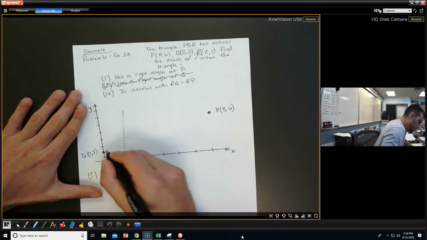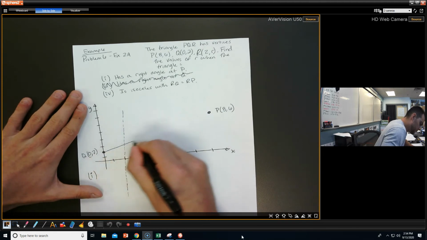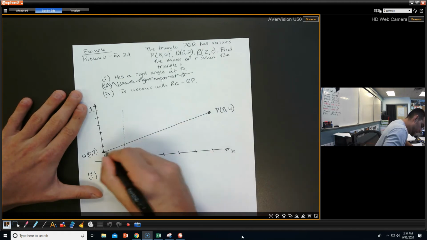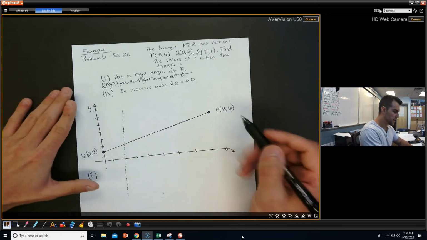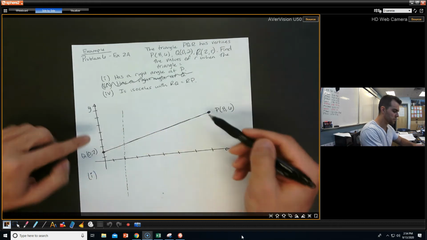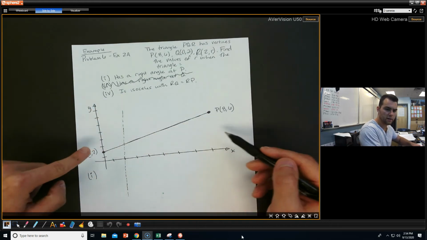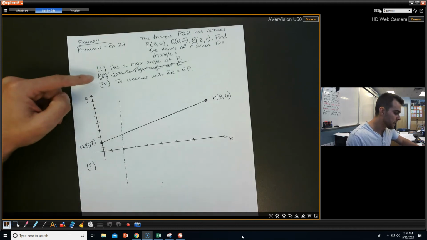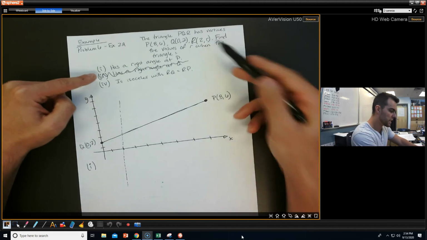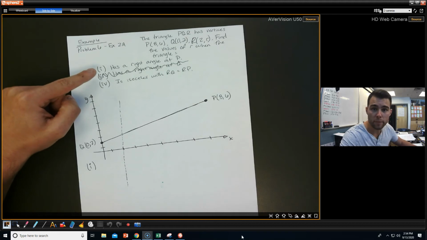I don't need to. I'm going to connect my P and Q, because I know they have to be connected. It is a triangle. And somehow there's going to be some kind of connection between these guys where they intersect here or intersect here. Let's see. Part 1 is asking, what is the value of this guy when there's a right angle at P?